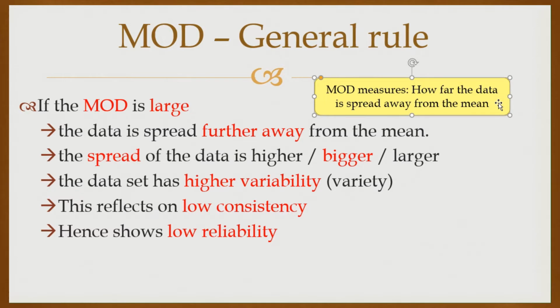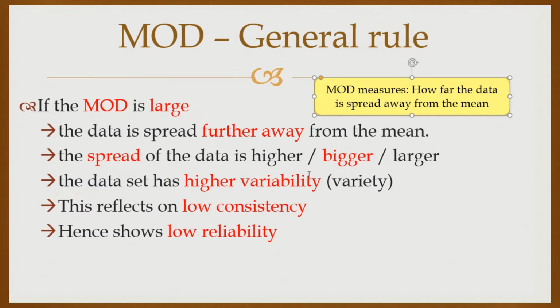So if your measure of dispersion is big, that means my range is big. That means my smallest value and biggest value are very far from each other. So the data is spread further away. The spread of the data is big. That's what it tells you. So in a nutshell, you want your MOD values to be small. That is ideal.